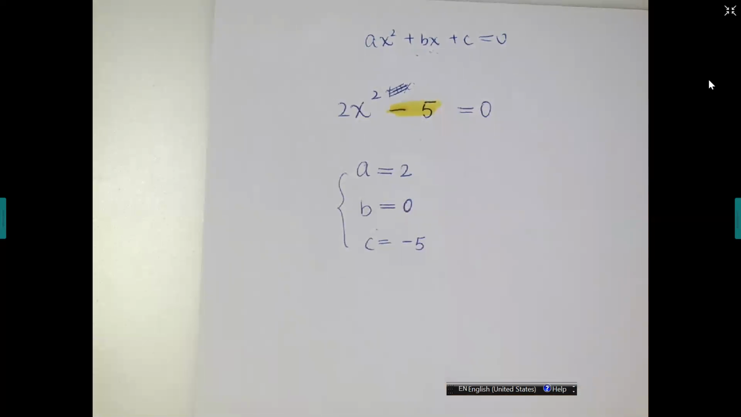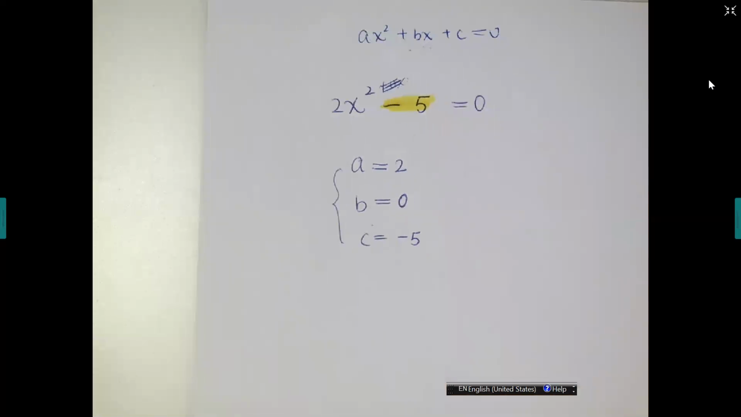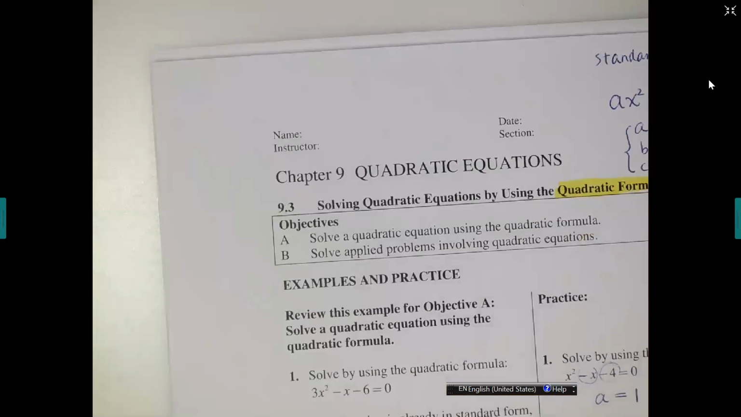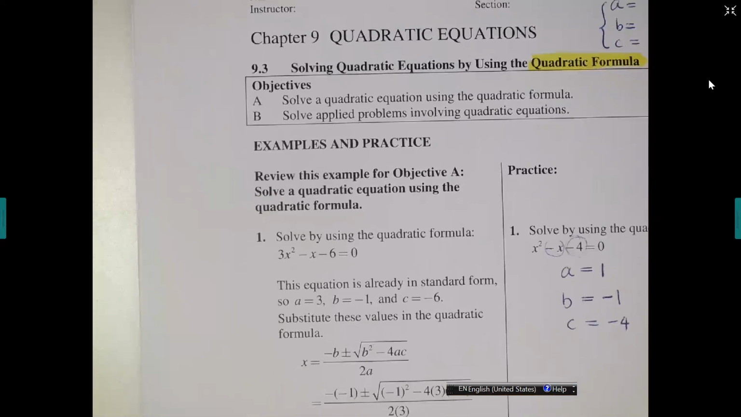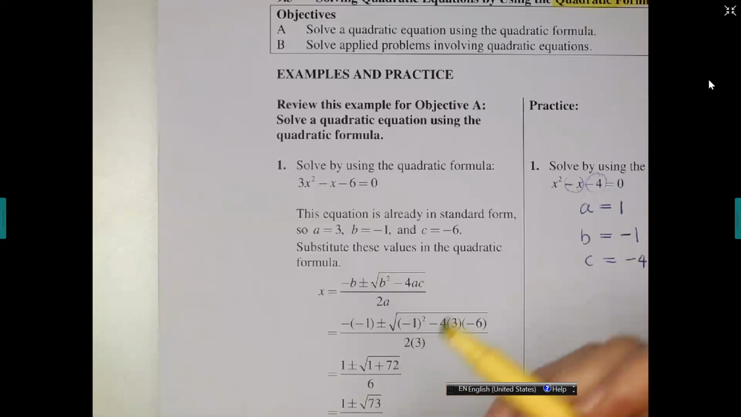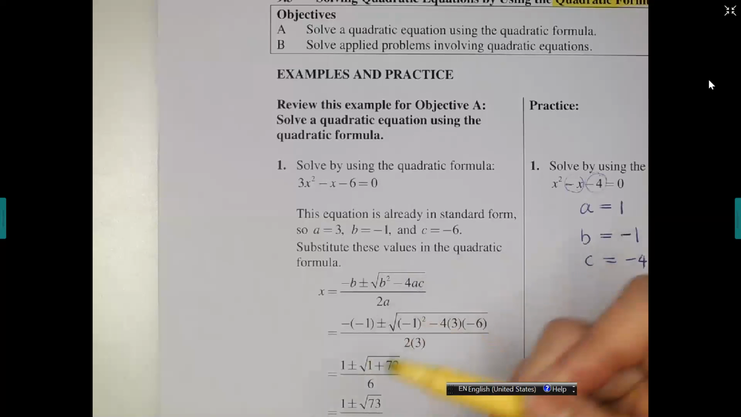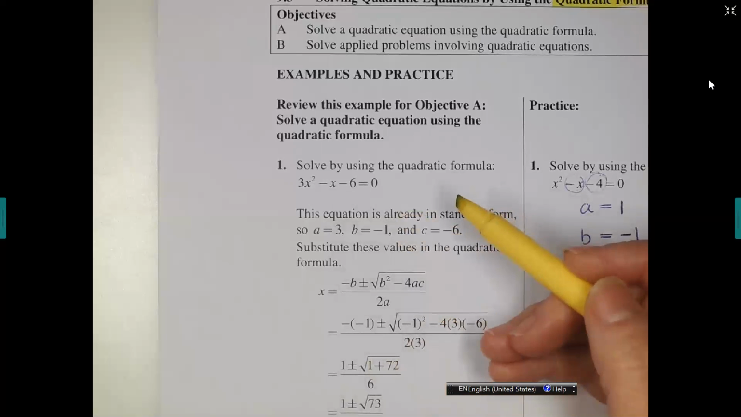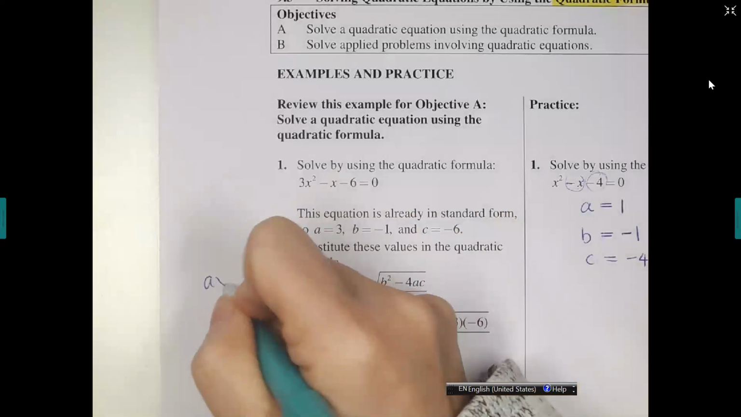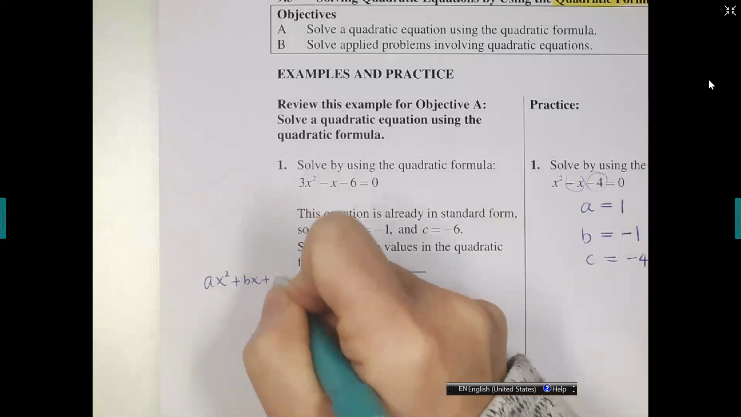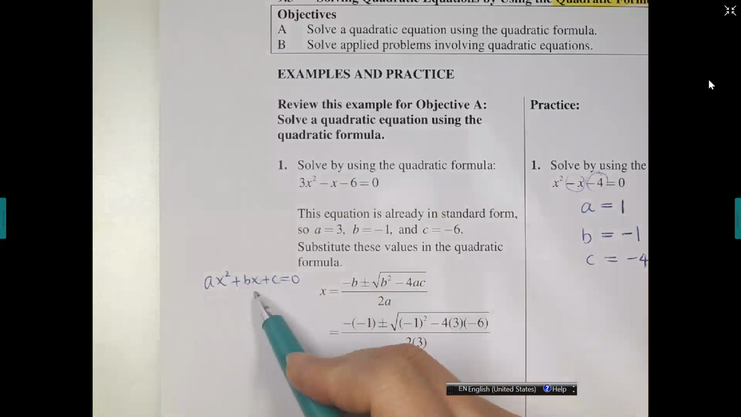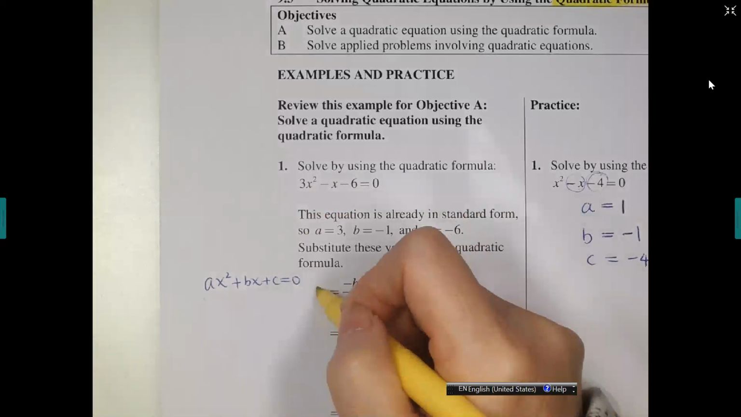After we know what A, B, and C are, now let's go to the formula. I have the formula right here. If you can, please start to memorize the formula. So what is the quadratic formula? The quadratic formula gives us the solution, or the roots, of a quadratic equation directly. If we have ax squared plus bx plus c equals 0, for any quadratic equation like this, the solution x equals what?